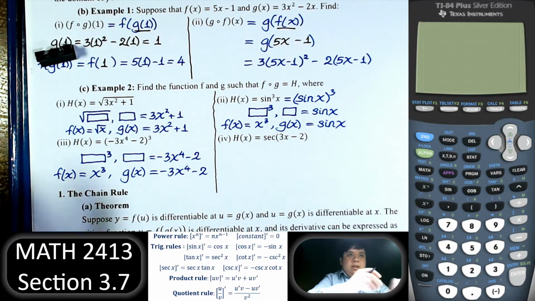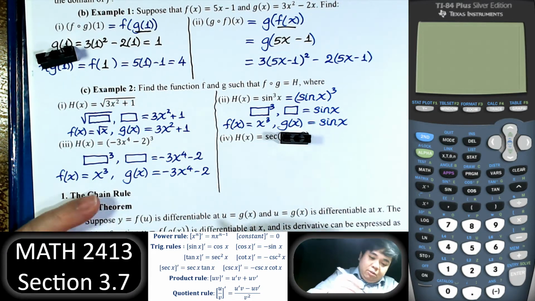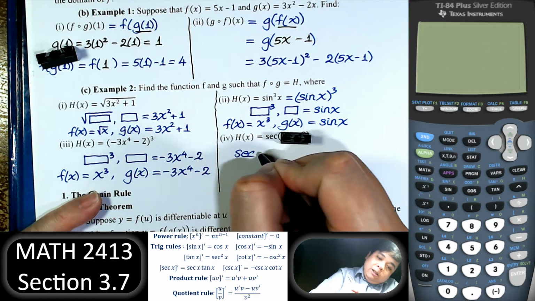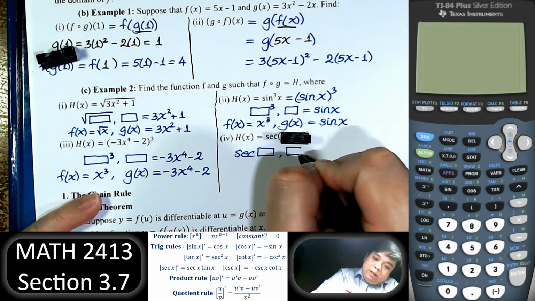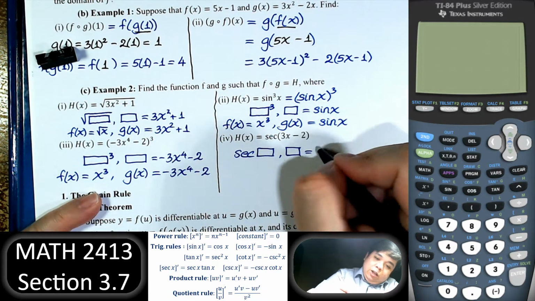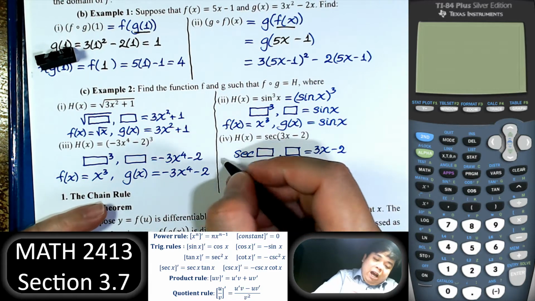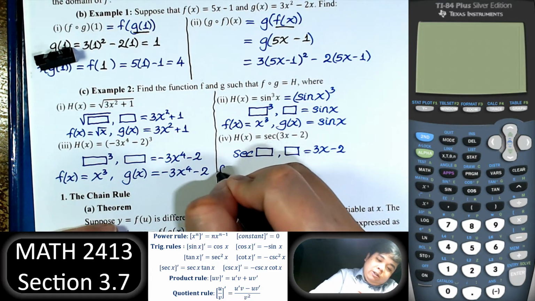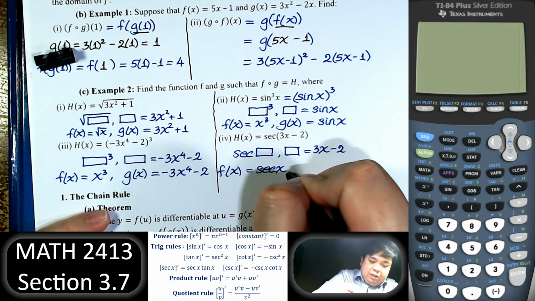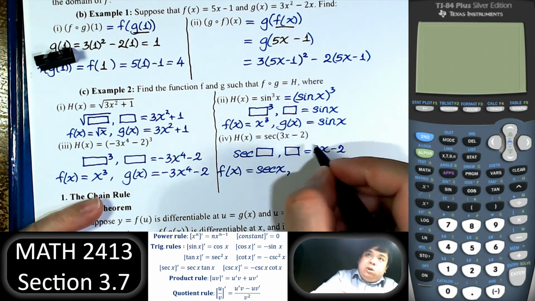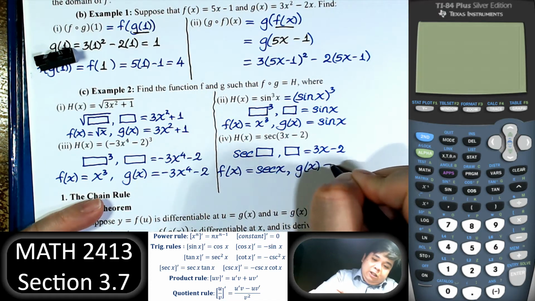Simple enough. And then same thing here. That is secant of something, and that something is 3x minus 2. So we have the outer function, the first function, is secant of x, and the inner function, or the inside, is 3x minus 2.